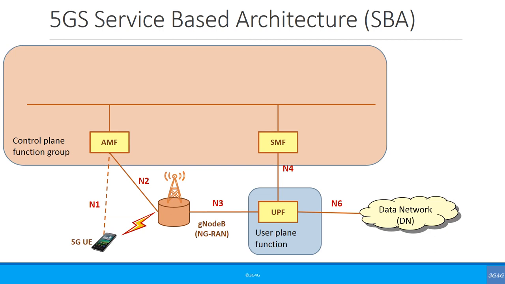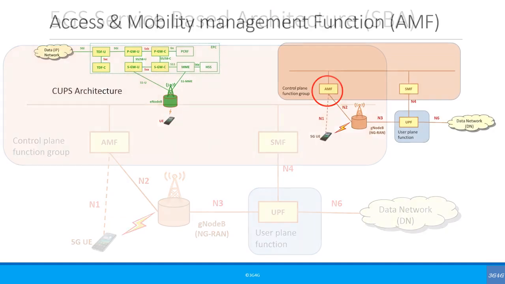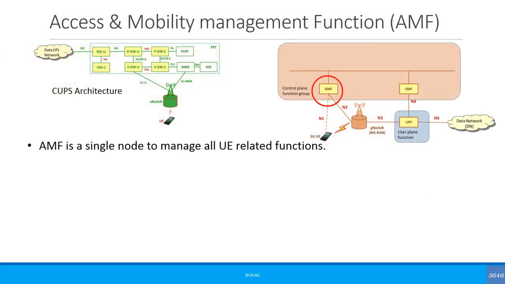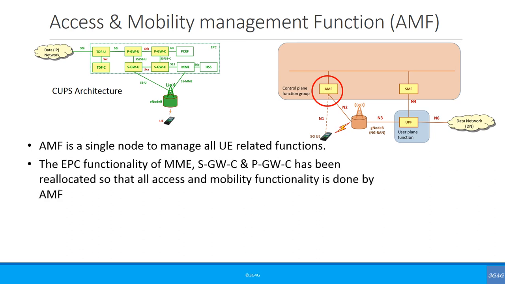Then we have the access and mobility management function or AMF. This connects to the UE with N1 interface and G node B with the N2 interface. So AMF is a single node to manage all UE related functions. The EPC functionality of MME, SGWC and PGWC has been reallocated so that all access and mobility functionality is all done in AMF.